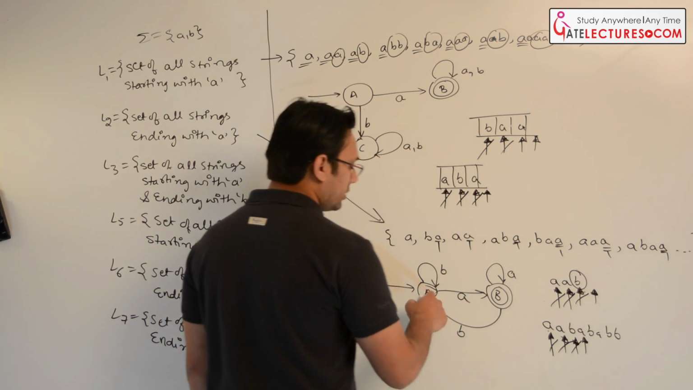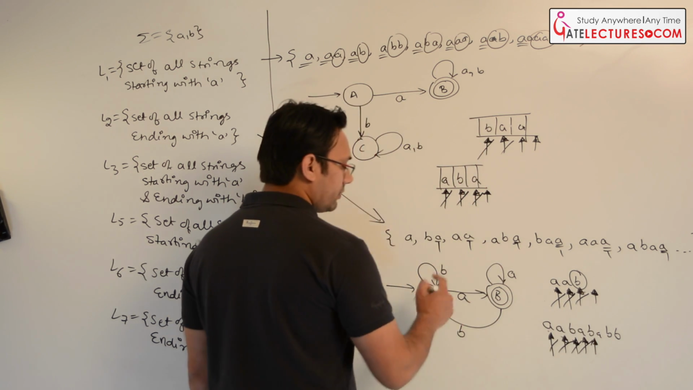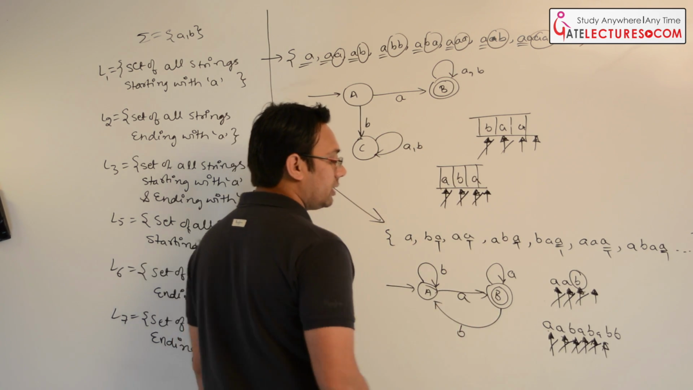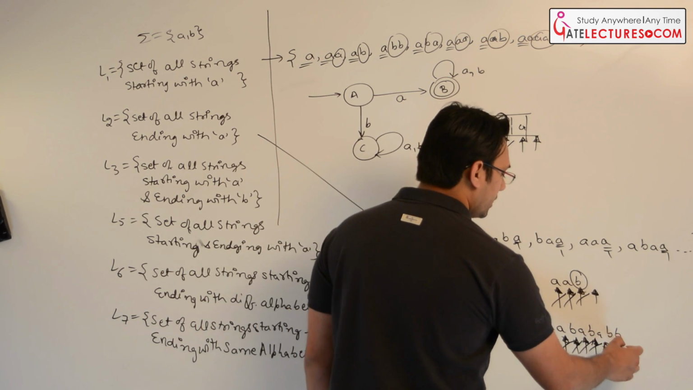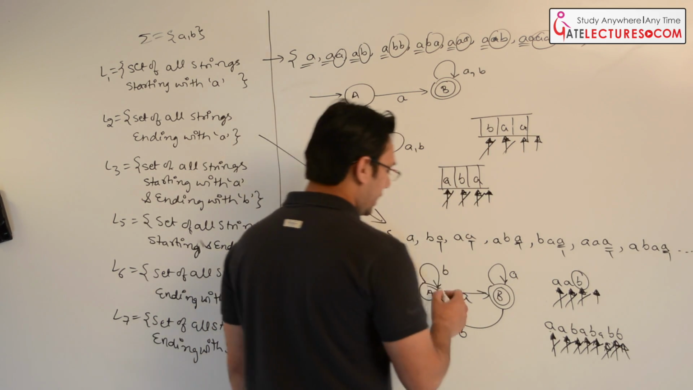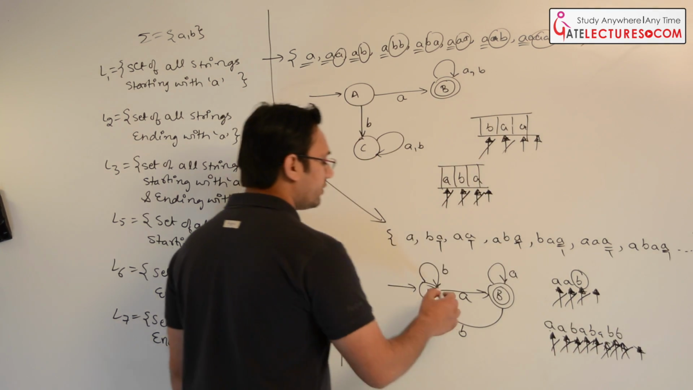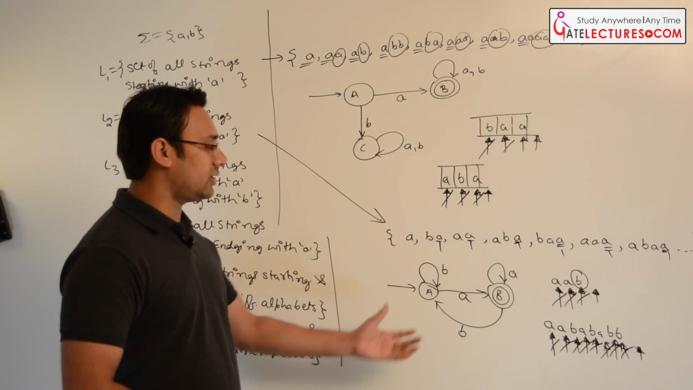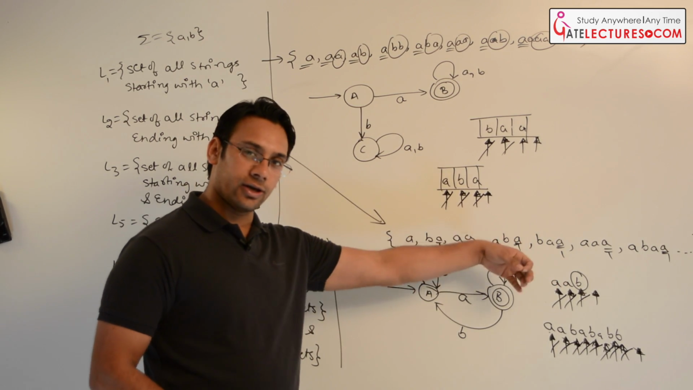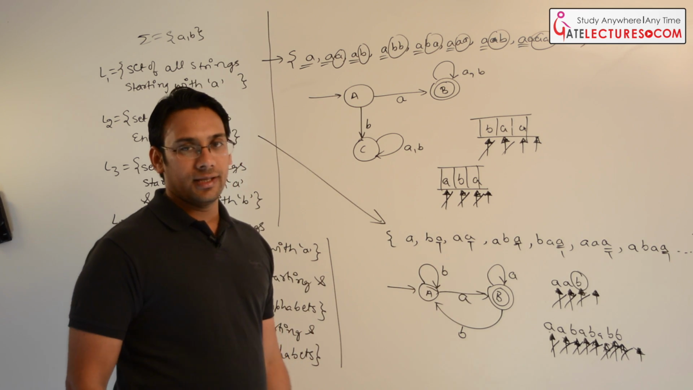Fourth A will go from A to B. From the fifth B will go from B to A. From sixth A will go from A to B. Then the next symbol B will go from B to A. Next symbol B will go from A to A. Next symbol, string is already ended, therefore we are at state A, therefore the string is not accepted. That means whenever the ending symbol is A, or whenever we are going to see A, it will always be a final state, right?